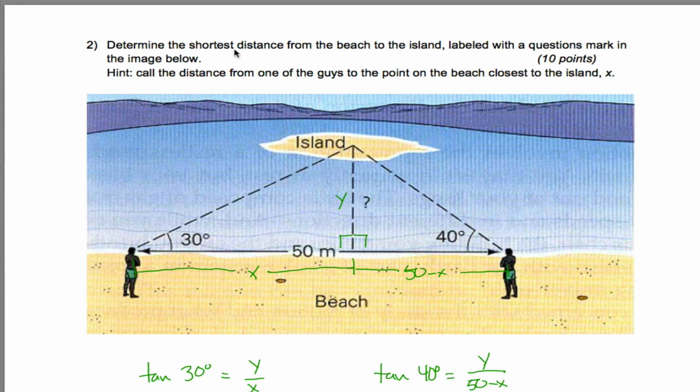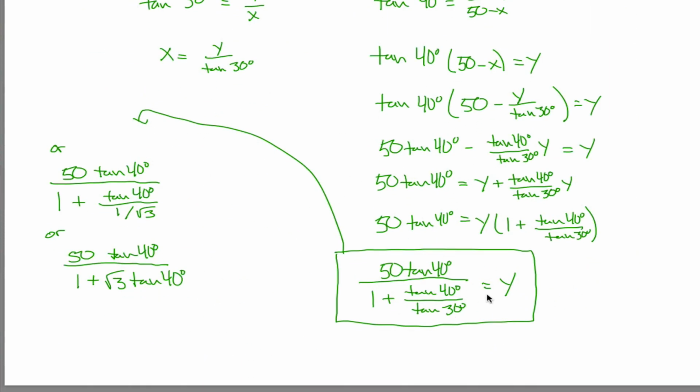The question asked you to determine the shortest distance from the beach to the island, labeled with a question mark in the image below. With this question mark, I called that y, and down here I solved for y. It's a perfectly good answer, so I'll call this good and stop this video here.